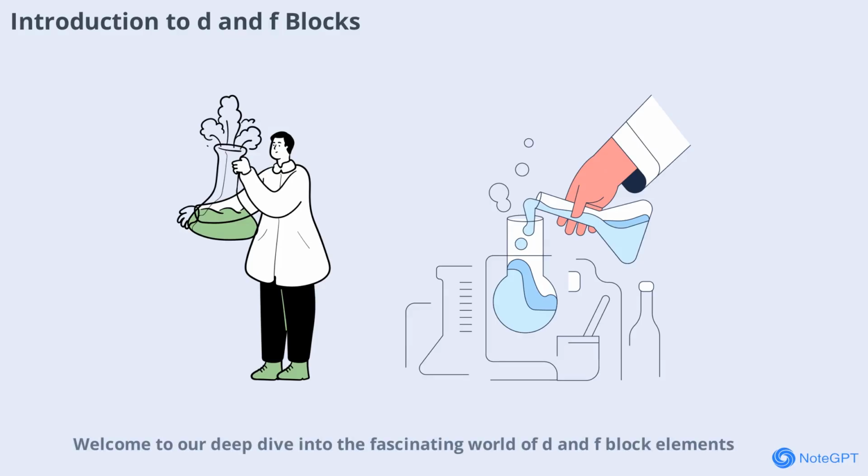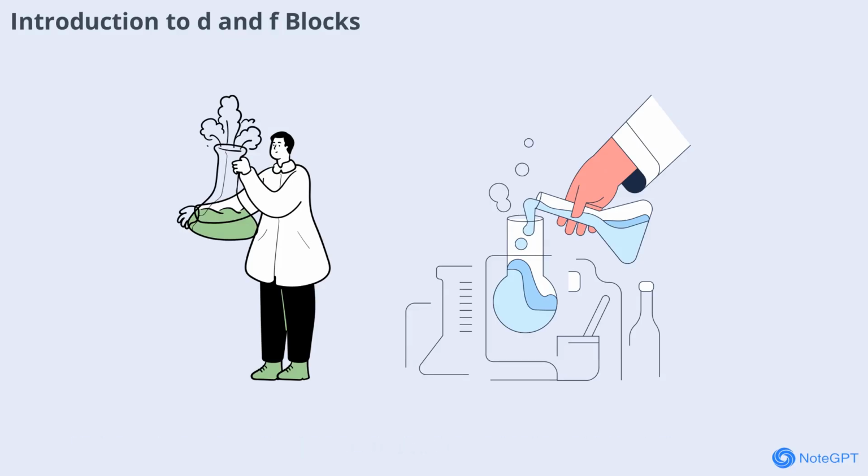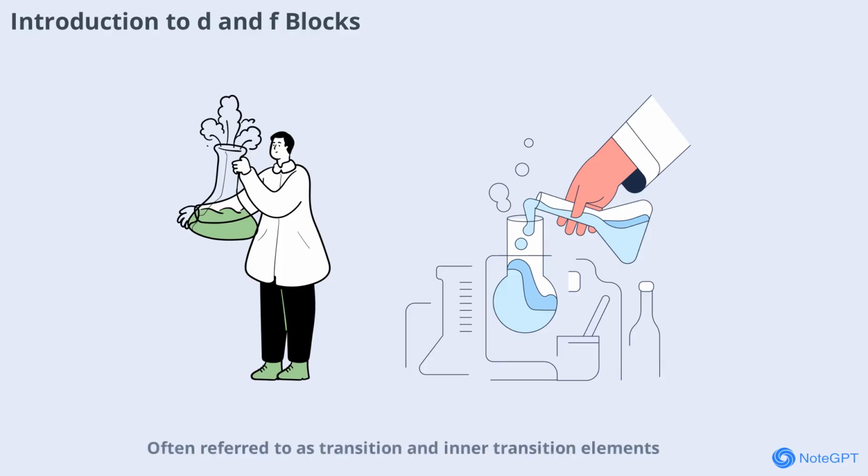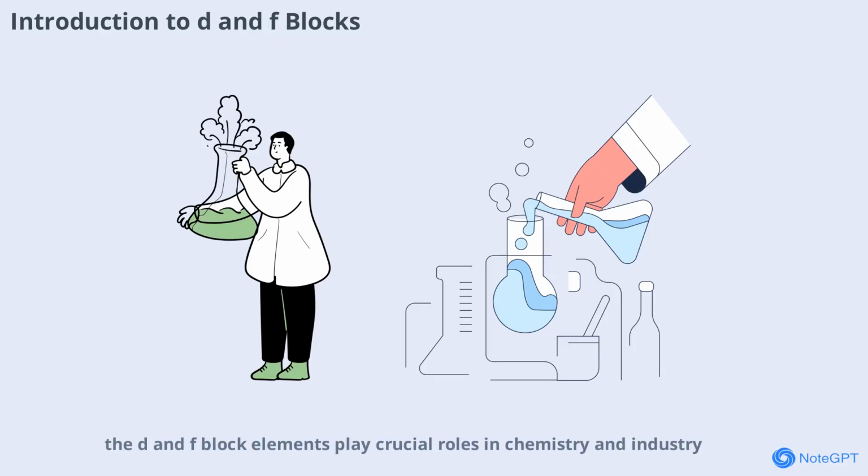Welcome to our deep dive into the fascinating world of D and F block elements. In this video, we'll unravel the mysteries behind these unique groups on the periodic table. Often referred to as transition and inner transition elements, the D and F block elements play crucial roles in chemistry and industry. From their position in the periodic table to their remarkable properties, these elements are truly special. Let's begin by understanding what sets them apart and why they're so important in both nature and technology. Get ready for an exciting journey through the heart of the periodic table.